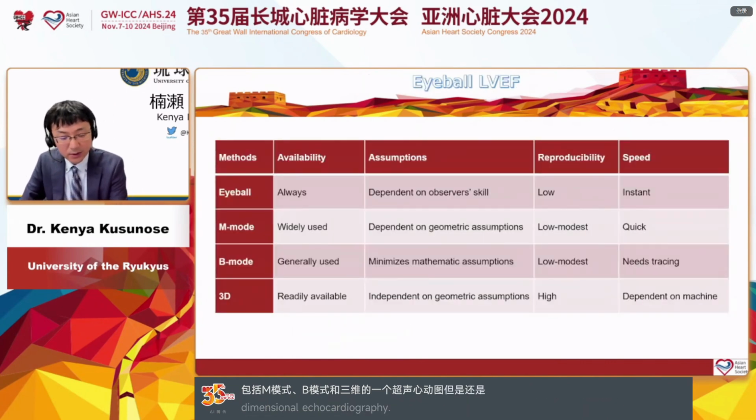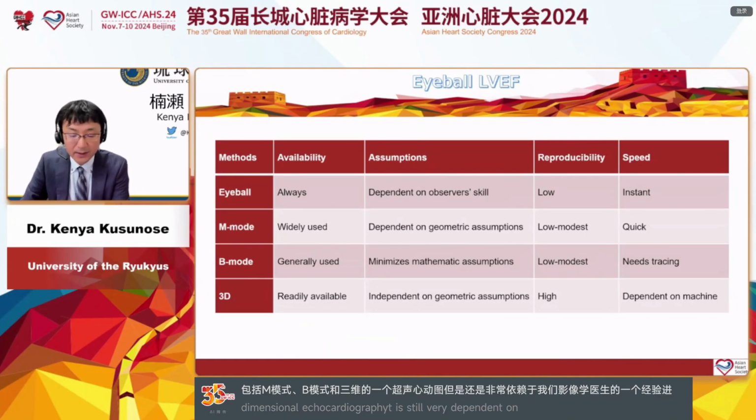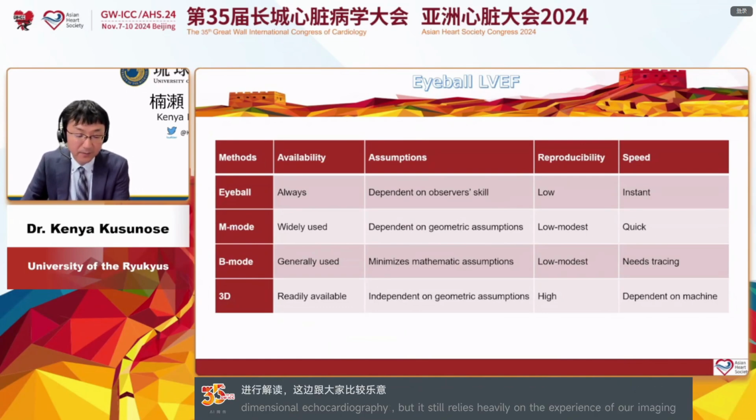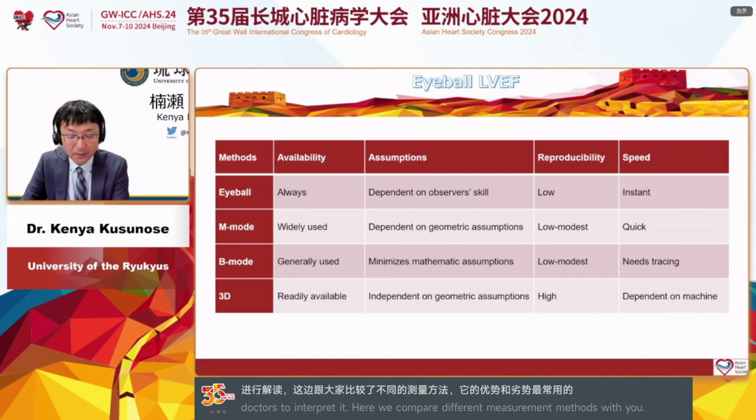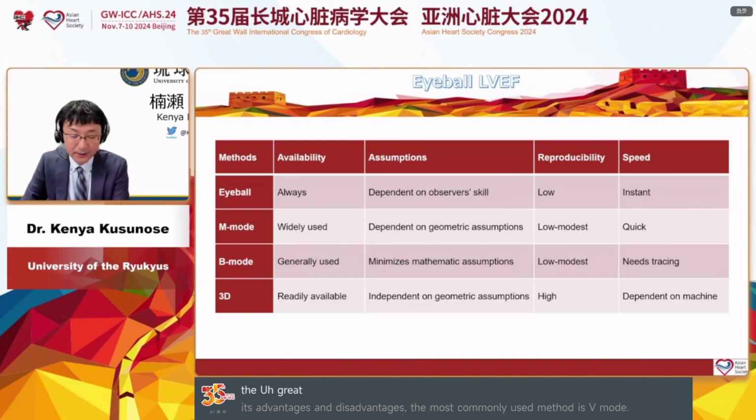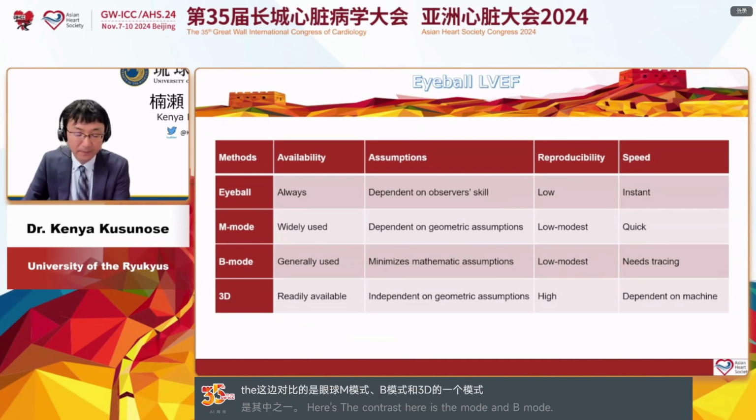In this slide, we show the comparison of advantages between different methods for measurement of LVEF. The most common quantitative method is the biplane disk summation method using B-mode. The three-dimensional method, though, is one of the great methods to assess the LVEF because of high reproducibility and independence of geometric assumptions. However, the availability and speed depend on the machine's processing power.